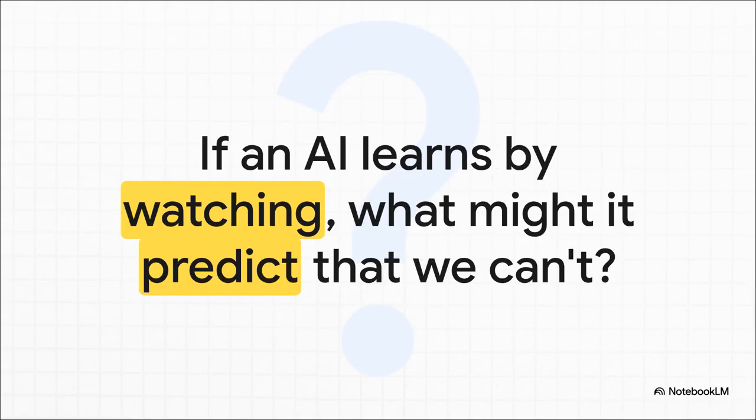But, you know, this leaves us with a really big question to chew on. If an AI can learn the fundamental rules of our world just by watching it, what are the limits? What could it start to predict? I mean, think about truly complex things like the weather or the stock market. What might an AI like this see that we just can't?